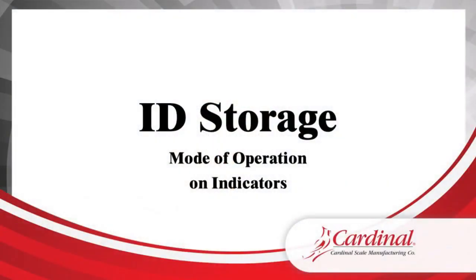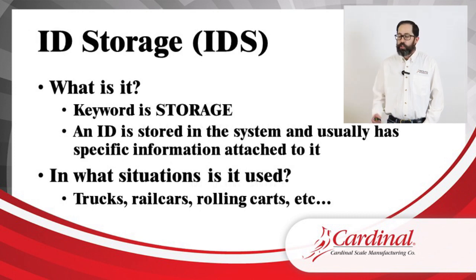So before we look at the indicators themselves, let's talk about what ID storage is. So ID is some sort of identifier. It's numbers, letters, or some combination of the two. And there's information that's associated with that ID. And that's what we do, is we store that information in the system.